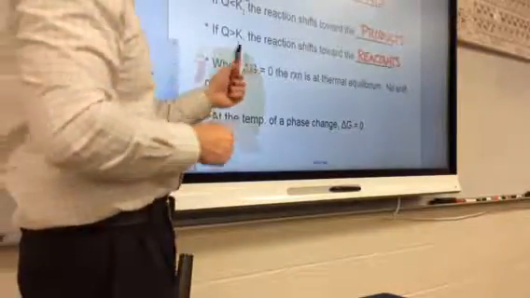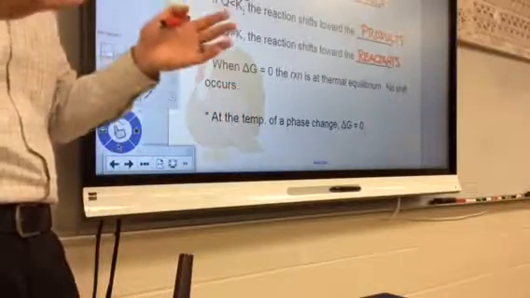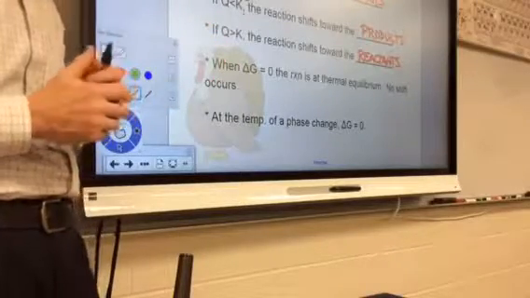Okay, and then down here, it's just going to remind us that anytime you have a delta G value of 0, that means that there is no spontaneity one way or the other. The reaction is already at equilibrium.